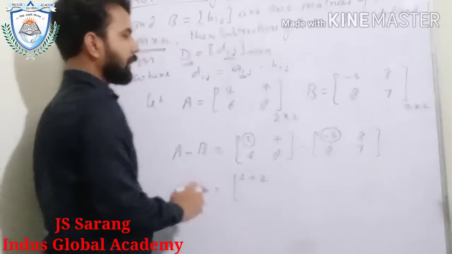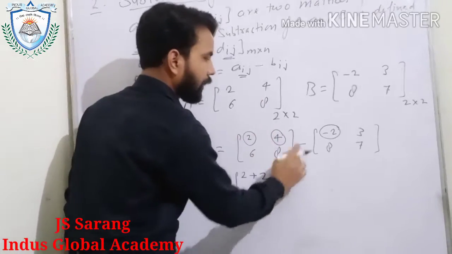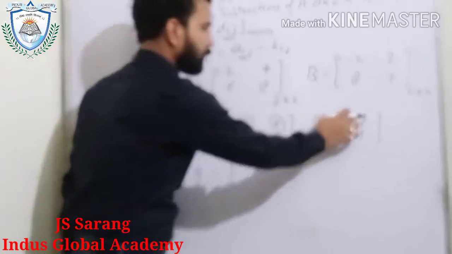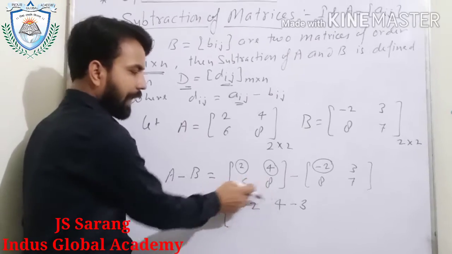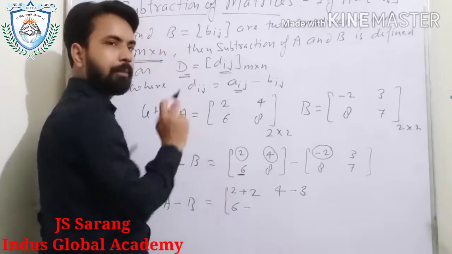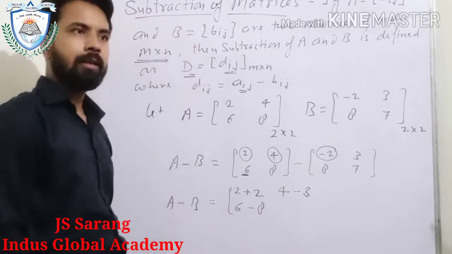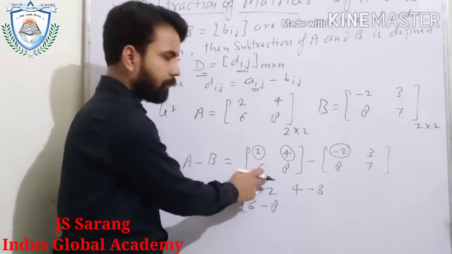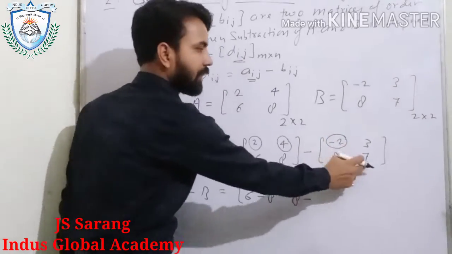Got it? Similarly, the second element of the first row of the first matrix is 4 minus the second element of the first row of the second bracket, that is 3. Understood? Now, the first element of the second row of the first matrix is 6 minus the first element of the second row of the second matrix, which is 8. Similarly, we find the fourth element: the second element of the second row is 8 minus the second element of the second row of the second matrix, which is 7.